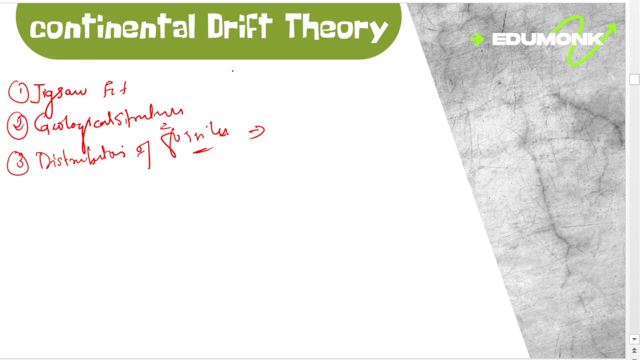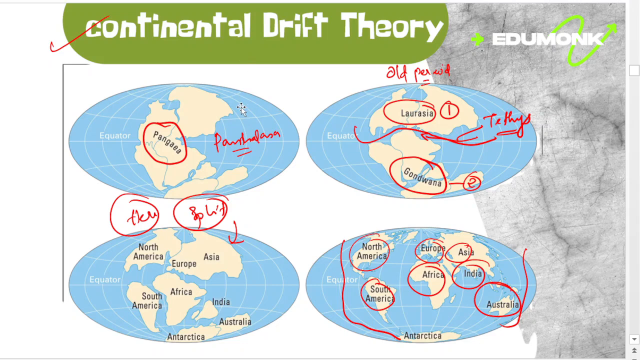The first criticism is that the pre-Carboniferous history is not explained. Why did these continents move in a northward and westward drift? In the figure you can see, in the initial stage, the supercontinent and super ocean. After that, here you can see the Laurasia and Gondwana land.